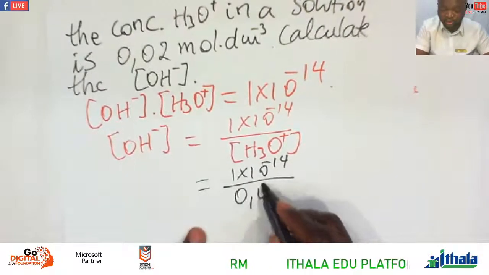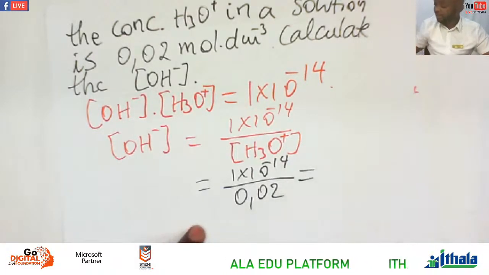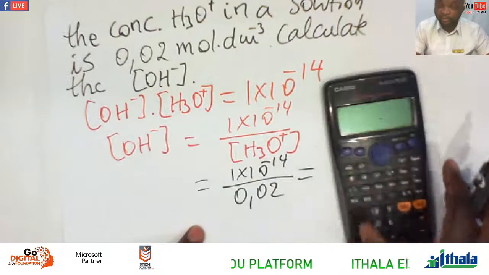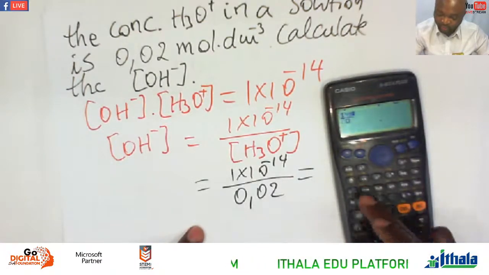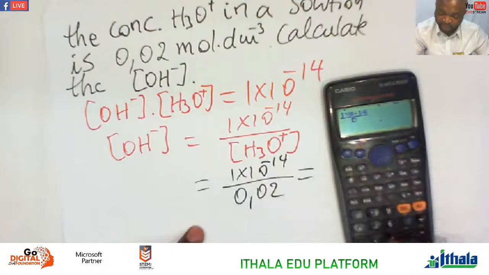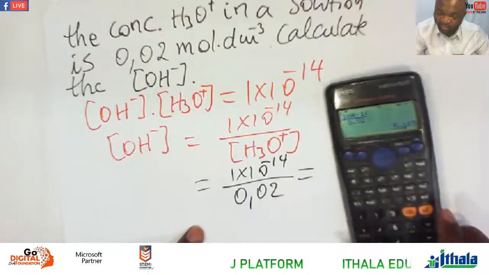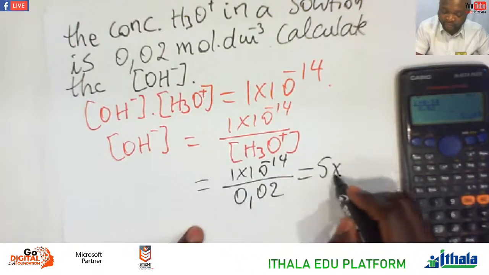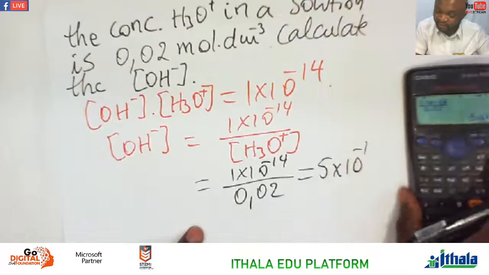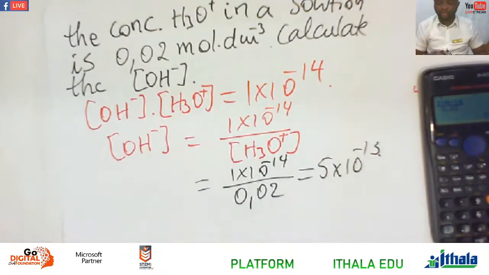So if I go 0.02 mole per decimeter cube, on my calculator, we have 1 times 10 to the power negative 14, so I divide by 0.02. Then we get 5 times 10 to the power negative 13. 5 times 10 to the power negative 13. That is the concentration of OH minus.